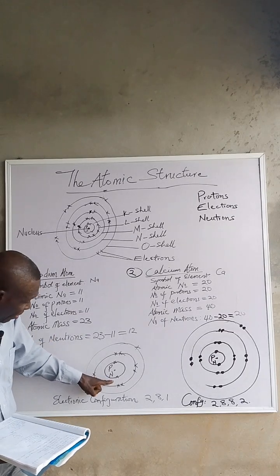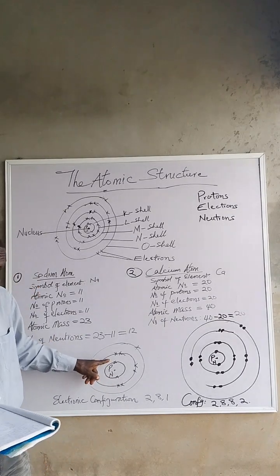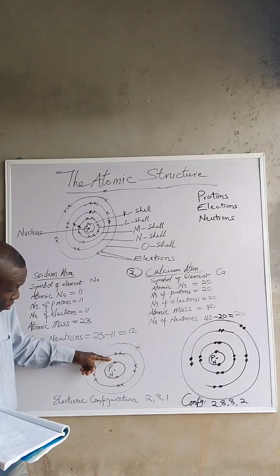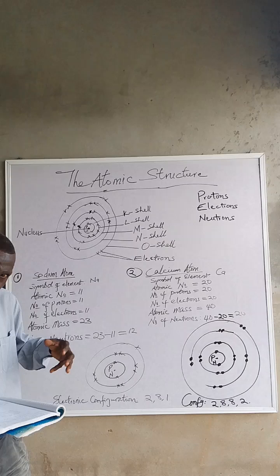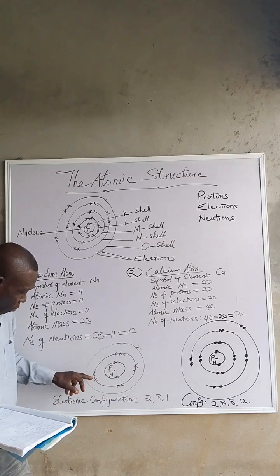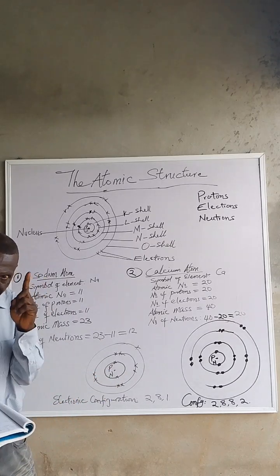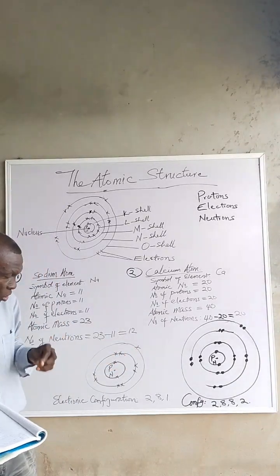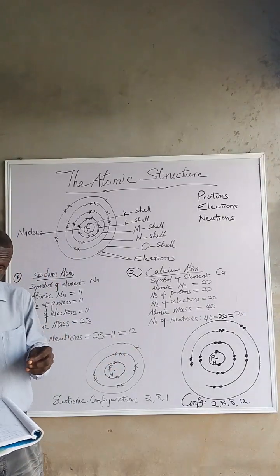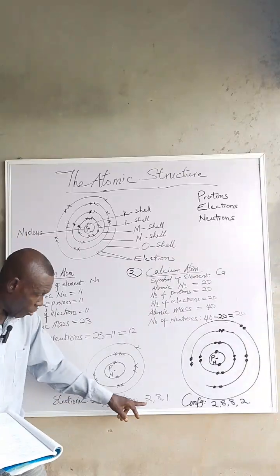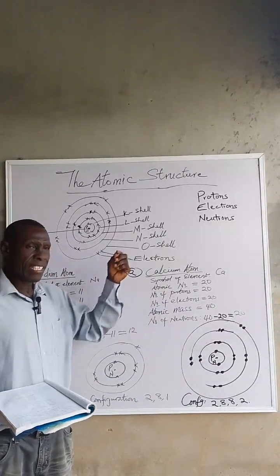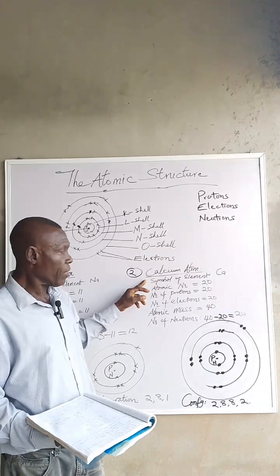So now the first shell, the K shell, contains a maximum of 2 electrons. As you see, I've put the 2 X's here. Then the second shell contains a maximum of 8 electrons. 1, 2, 3, 4, 5, 6, 7, 8. The only electron that's left is on the third shell here. So the configuration, which is the arrangement of the electrons in the shells of the atom, is now 2, 8, 1 in the case of sodium.